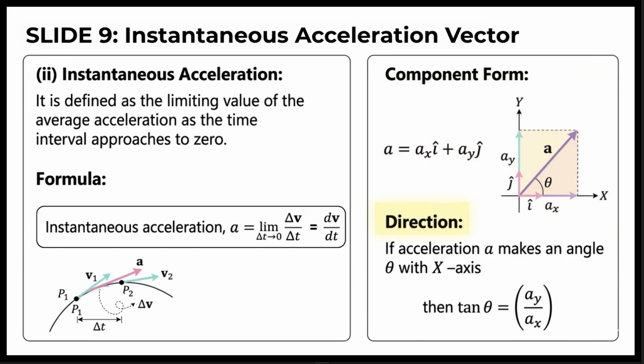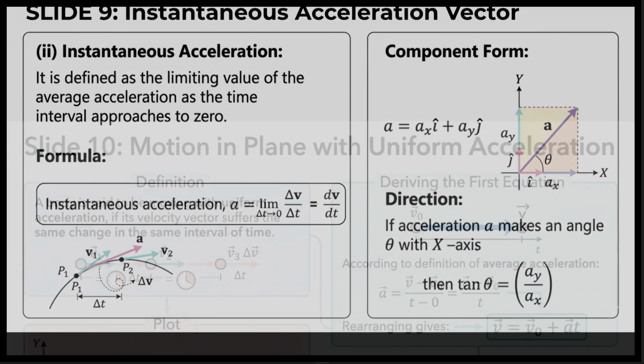The direction of instantaneous acceleration makes an angle theta with the x-axis, where the tangent of theta equals the y component of acceleration over the x component of acceleration. Note that acceleration doesn't have to point along the velocity. In curved motion, they're typically in different directions.